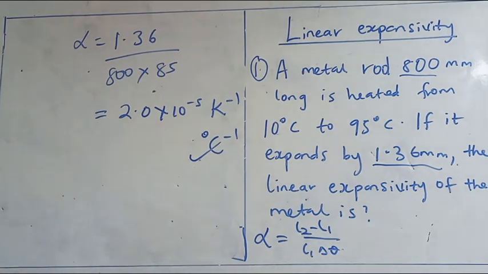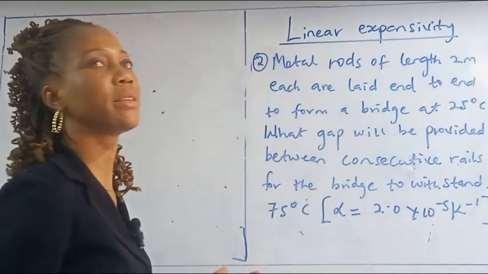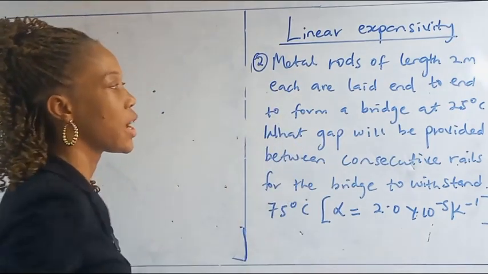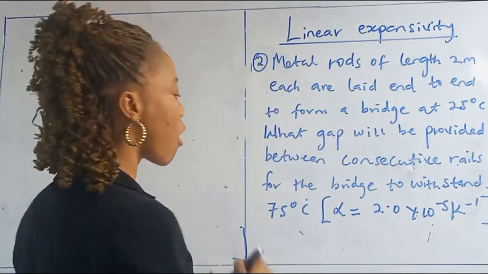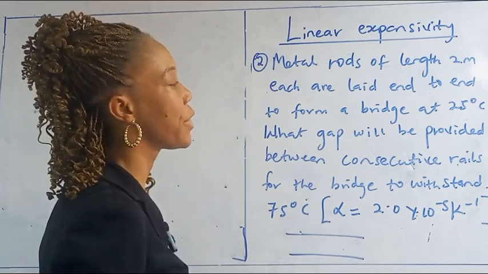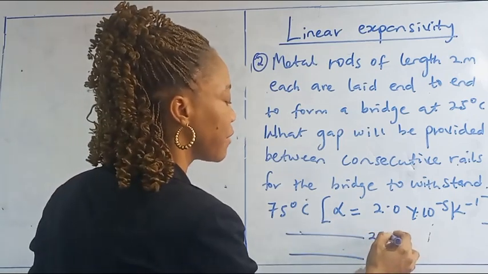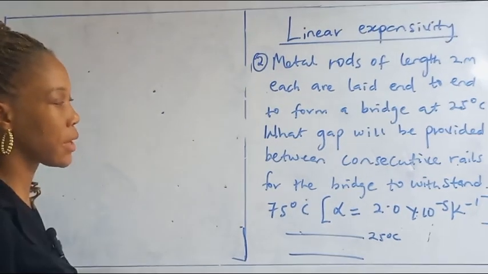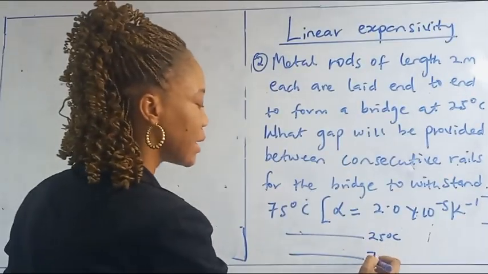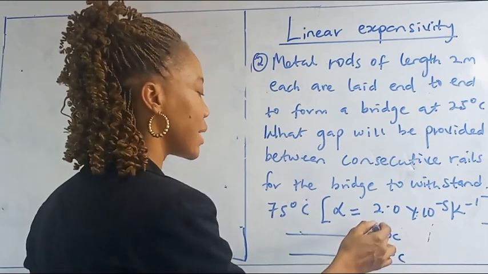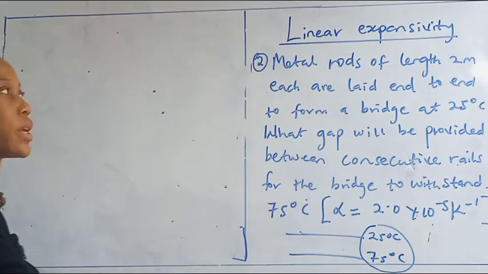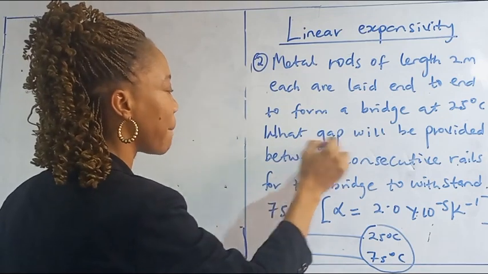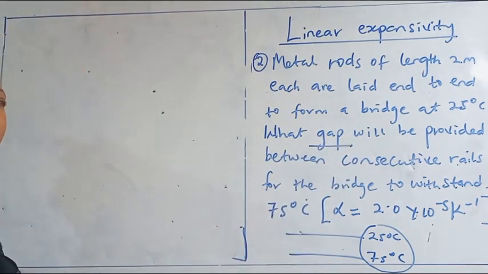So let's take another example. Let's look at the second example. Meter rods of length 2 meters each are laid end to end to form a bridge at 25 degrees Celsius. What gap will be provided between consecutive rails for the bridge to withstand 75 degrees Celsius? You can see the change in temperature already. Now, what are we looking for? We are looking for that gap.